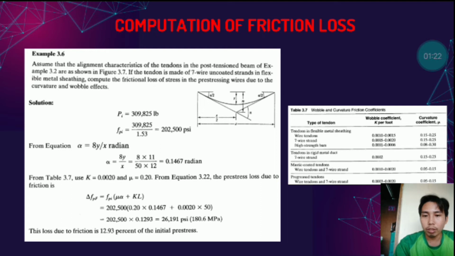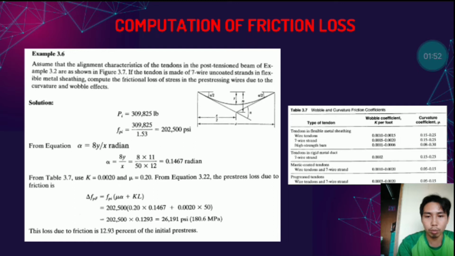The y value in this equation is the eccentricity of the tendon from the normal axis of the concrete, and the x value is the length of the beam. We just have to multiply it by 12 to have the unit consistency. Referring to the wobble and curvature friction coefficients given by the PCI, our K equals 0.0020 and mu equals 0.20.